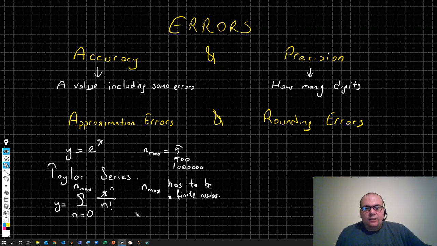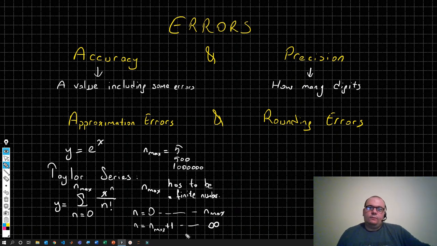So we take the terms for n, starting from 0 up to a finite value n max, but we neglect the terms starting from n equals n max plus 1 up to infinity. Okay? In real mathematics, this n max should be equal to infinity. But in computers, in numerical computing, n max should be equal to a finite number. So we call this difference approximation errors.